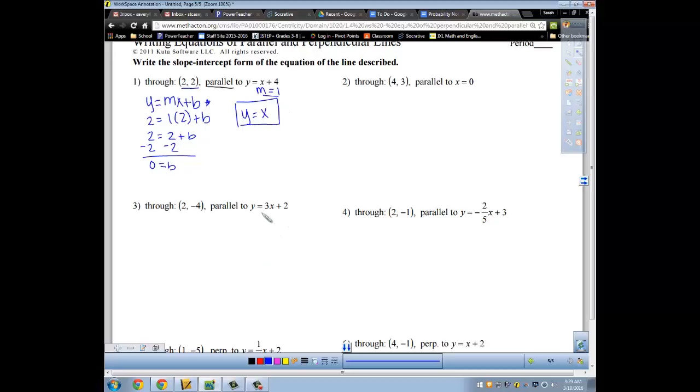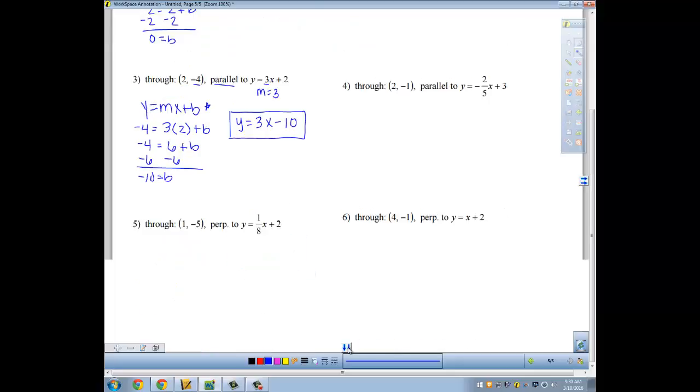For number 3, it says parallel, so I know my slope is going to be 3. And again, I want it to be in slope-intercept form, so it'll look like this. In this case, my y was negative 4, my slope was 3, my x was 2, don't know my b. Get negative 4 equals 3 times 2 is 6, plus b. Get b by itself by subtracting 6 to the other side to get negative 10 equals b. So when I go to make my equation, again in this form, m was 3, x, and then b, so negative 10. So the equation is y equals 3x minus 10.